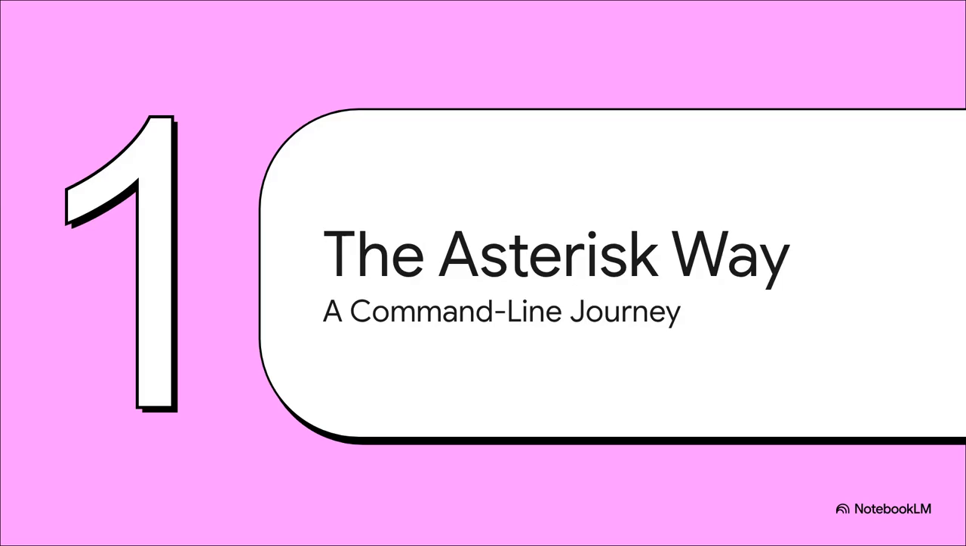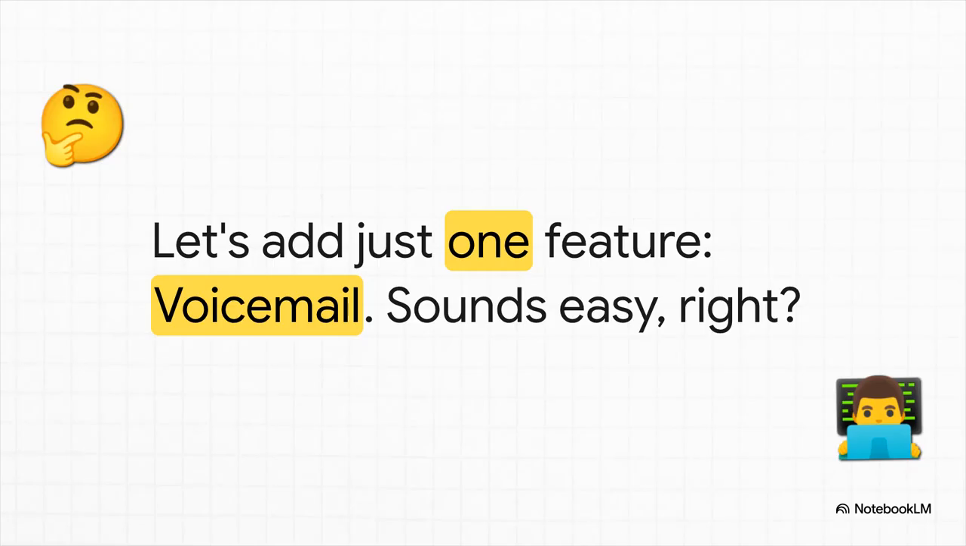So, how do you actually get all this working? Well, the traditional way, the pure Asterisk way, is a journey. It's a deep dive into command lines and configuration files. Now, it gives you absolute control, but it's not exactly a walk in the park. To really get a feel for what I mean, let's take on what sounds like a really simple task. We're just going to add one single voicemail box to one phone extension. Easy enough, right? Let's see.